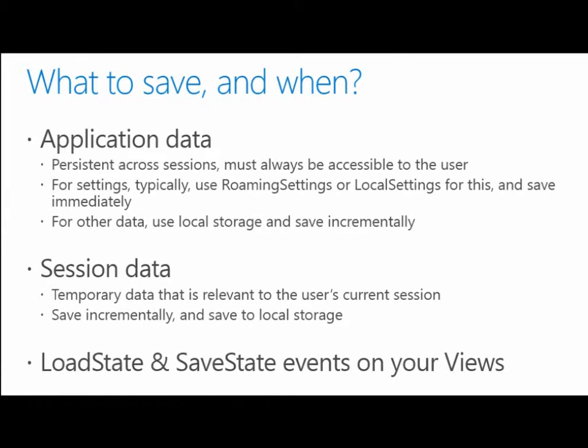First of all, you have application data. So what can application data be? That's typically application settings, like how many articles you want to show on the page, or how many articles the app has to show on the page, to be more exact. For these, you can use settings. There's roaming settings and local settings classes included. Those are actually just dictionaries of items. I will show you. And these are persistent across sessions, and they should always be accessible to the user. So that's the application data.